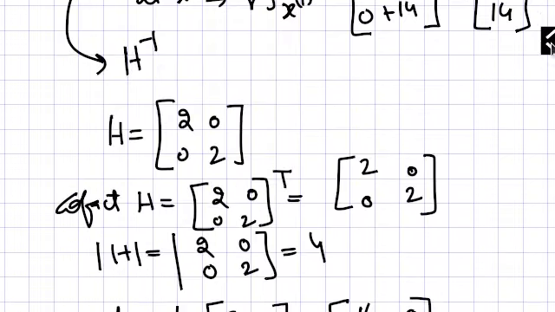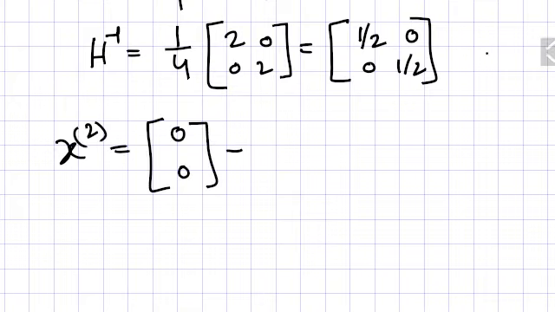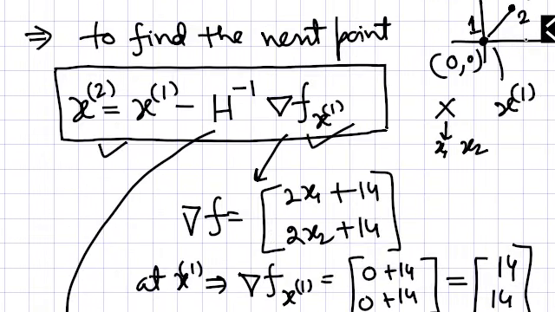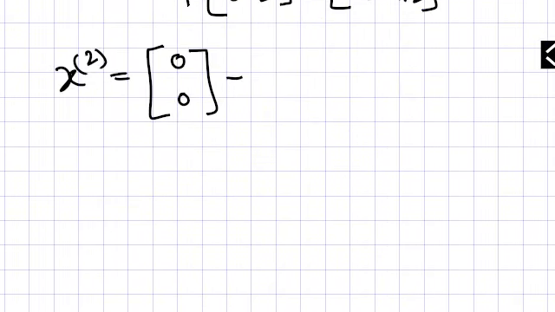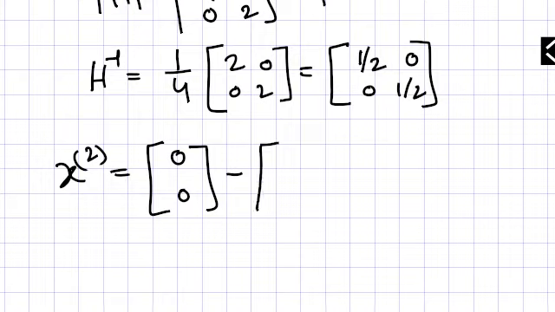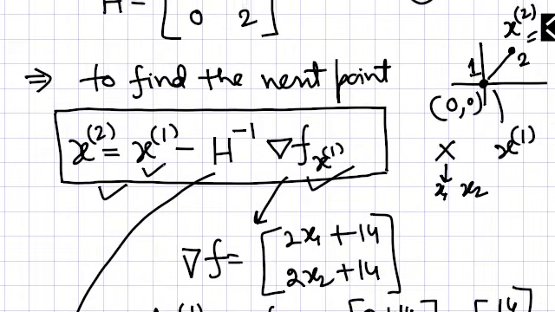So I am writing the second next point like this. X1 is 0 0 minus, where is this? X1 is this x1, and it is 0 0. After then minus the inverse of the Hessian matrix. So I am writing it directly here, this, and then the gradient, it is 14 14. Okay, so you understand how to use the formula this way.